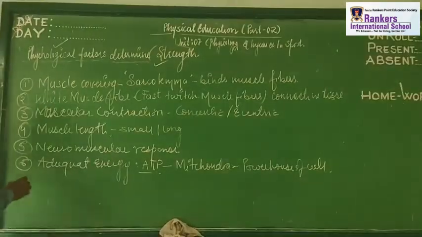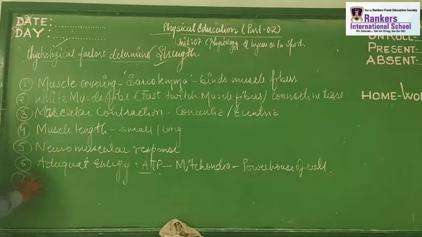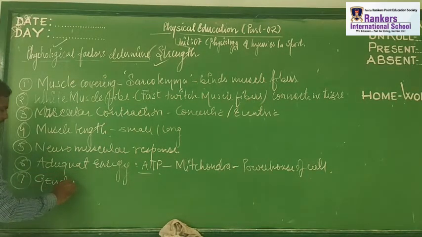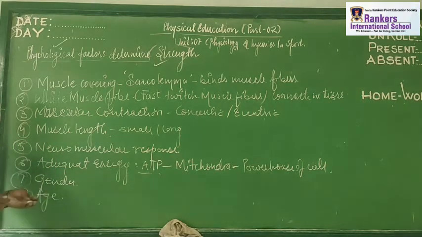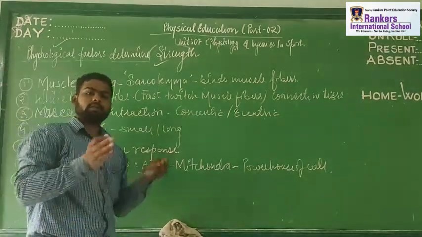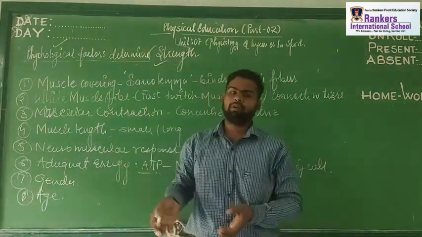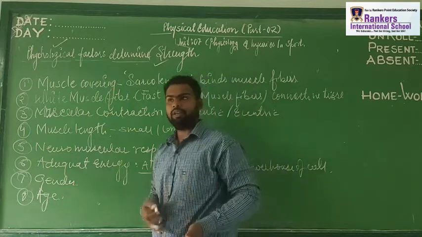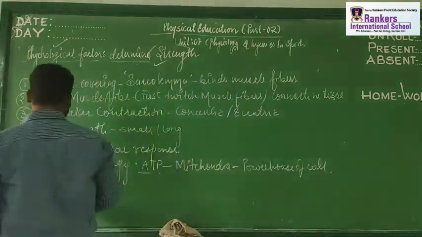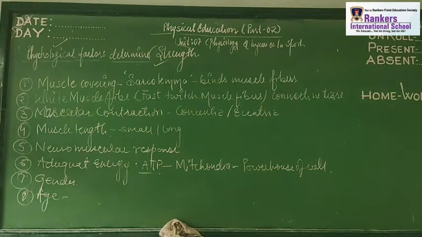Okay. So strength also depends on gender, right? Strength also depends on age. If we talk about it, girls have less strength compared to boys. Age factor: a boy of 5 years can carry a particular weight, and the next boy, who is 19 years old, can carry a different amount of weight, right? So strength basically depends on muscle covering, muscle fibers, muscular contraction, muscle length, neuromuscular coordination, gender, age.